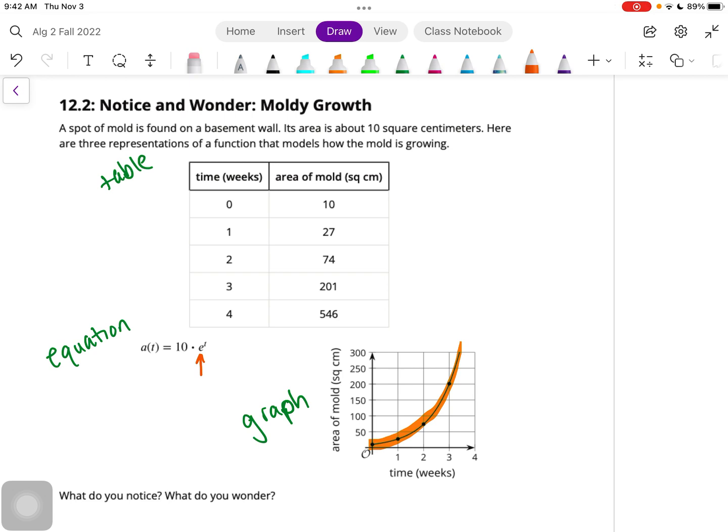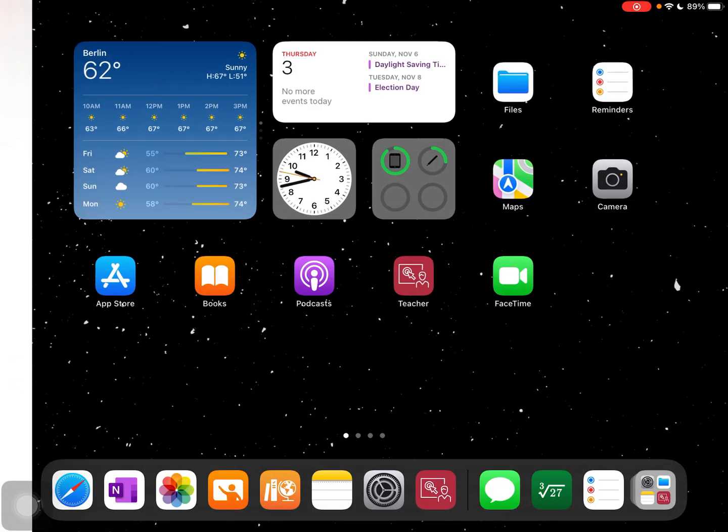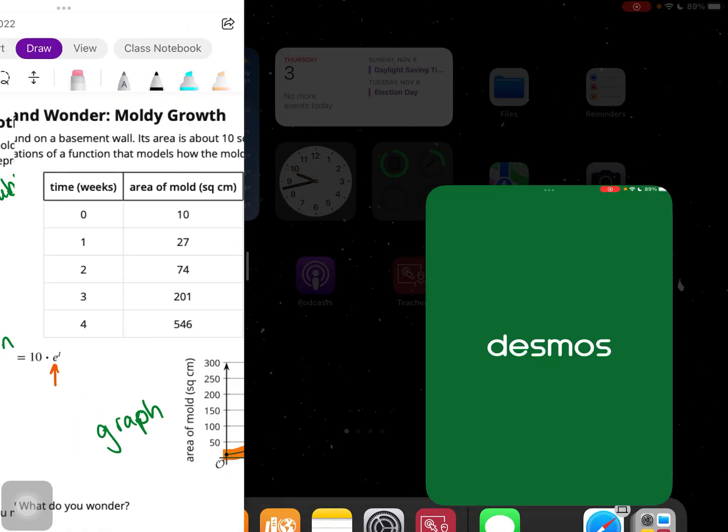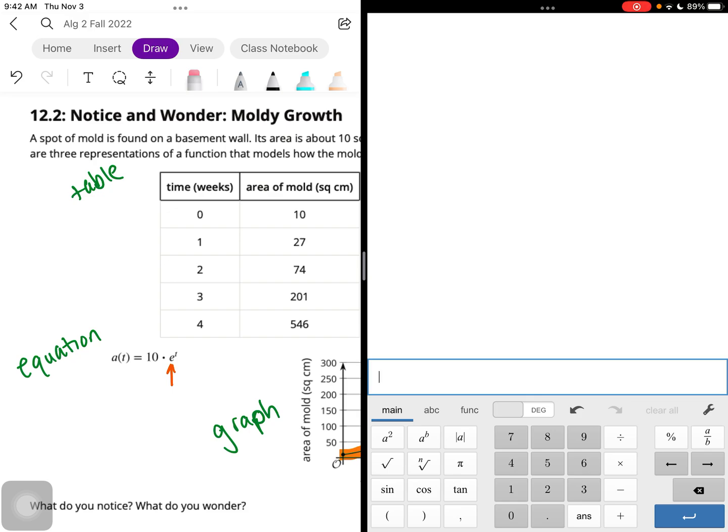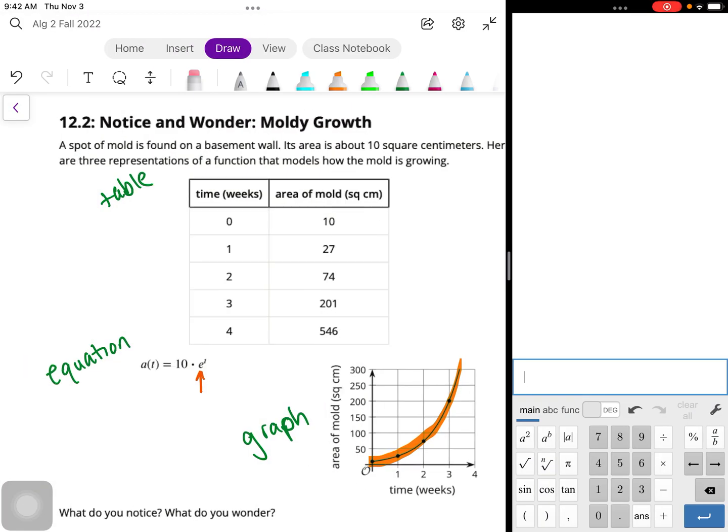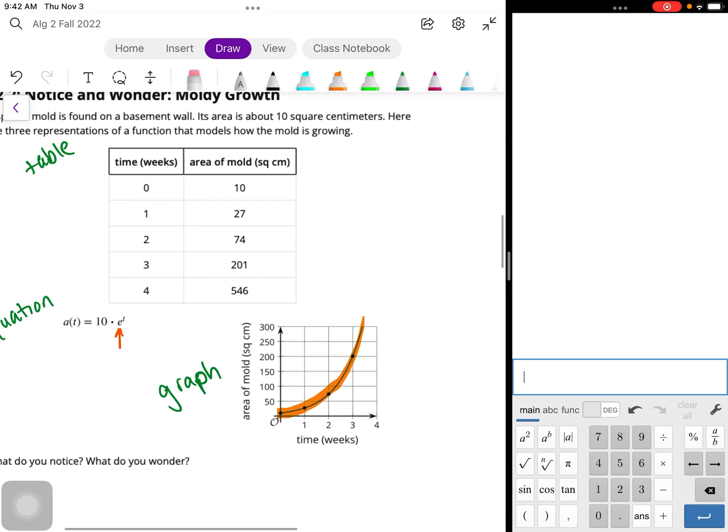And then, well, we think that it might be exponential, so let's see if we can figure out what might be that constant ratio. So let's bring up a calculator, and let's clear all that. So let's take a look at, all right, well, what is 27 divided by 10?